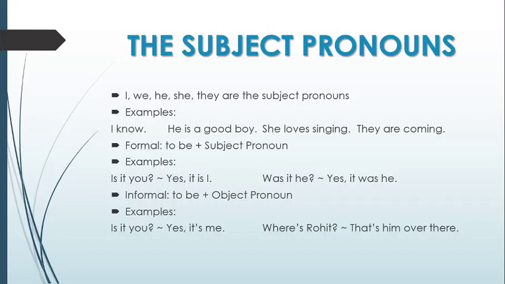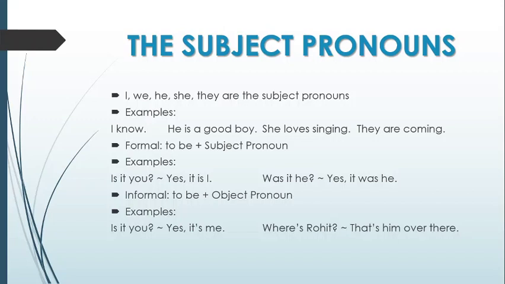For example, I know he's a good boy. She loves singing. They are coming. We also use the subject pronouns in formal expressions like with to be verb and then we use subject pronouns. For example, is it you? Yes, it is I. Is a be verb. So after be verb, we are using subject pronouns.